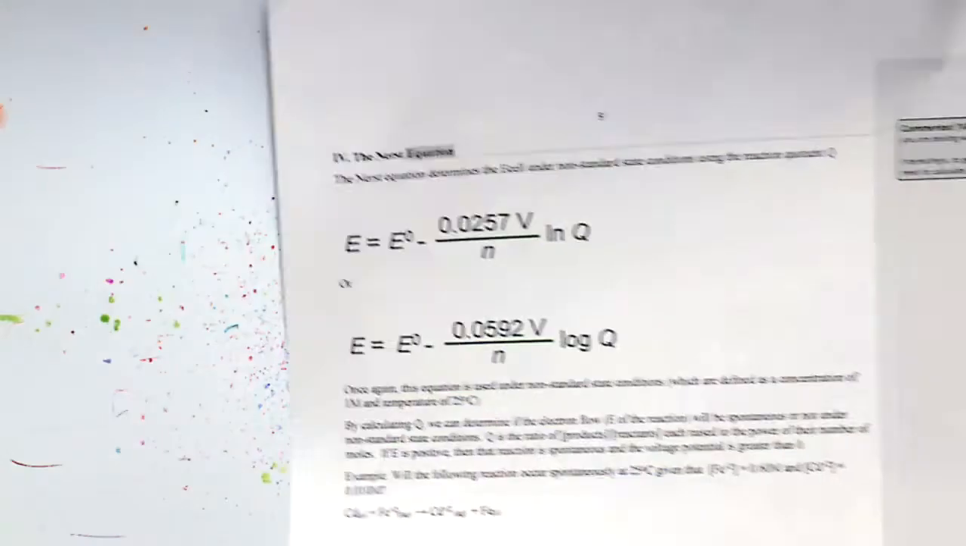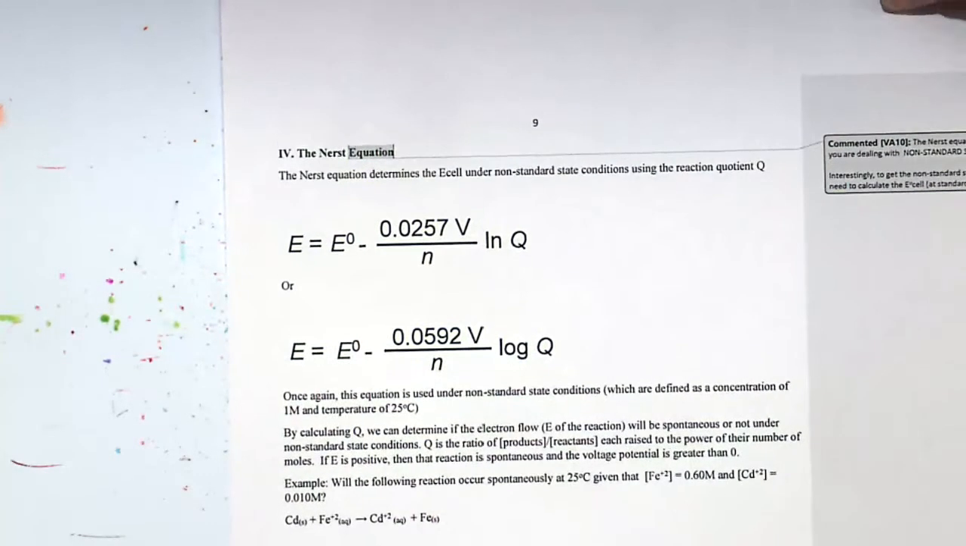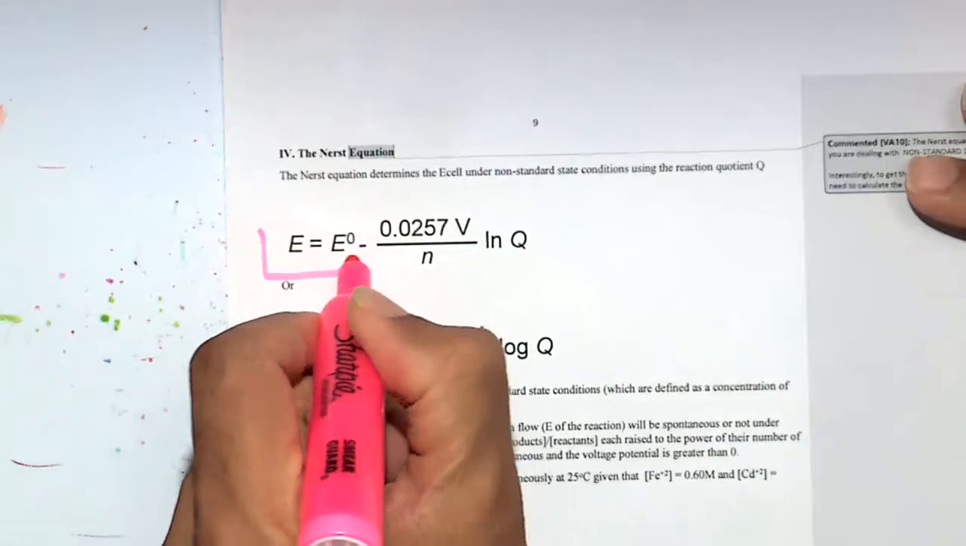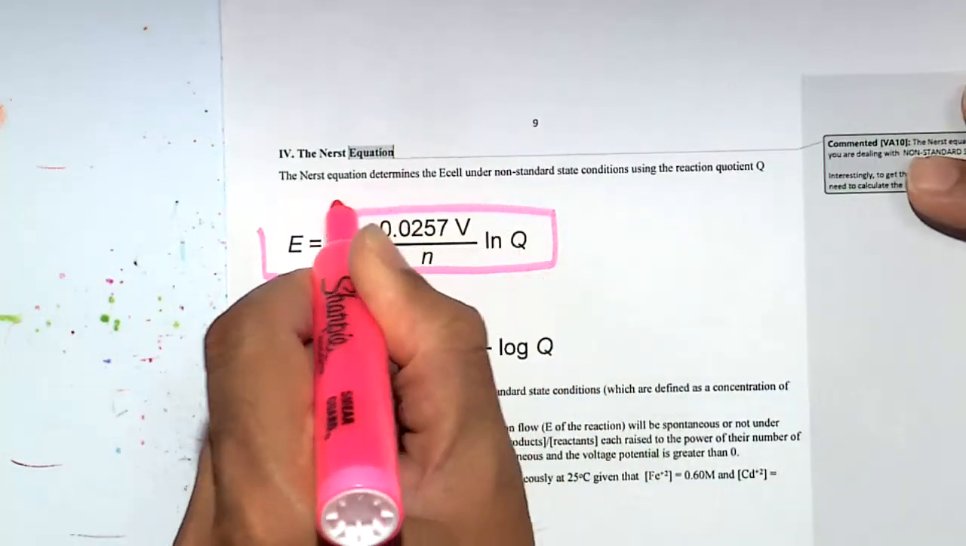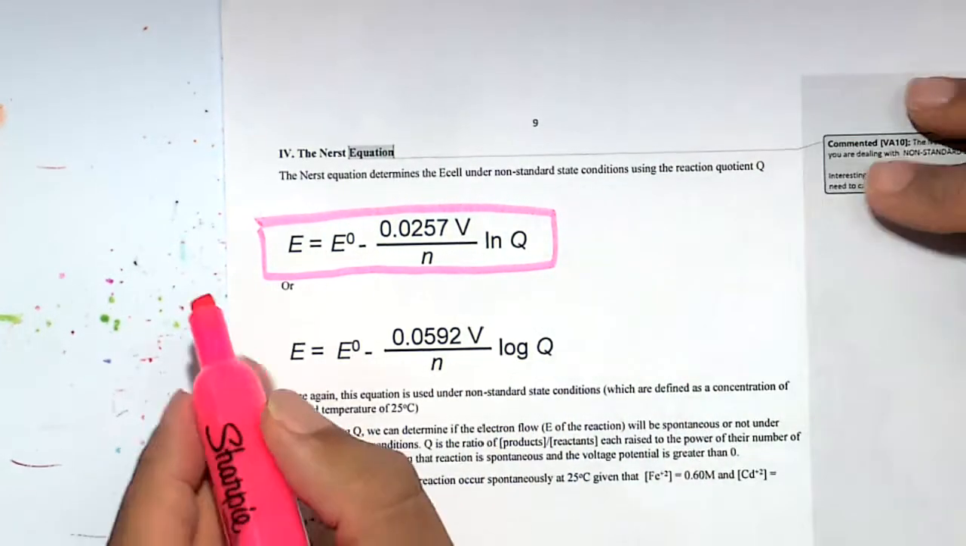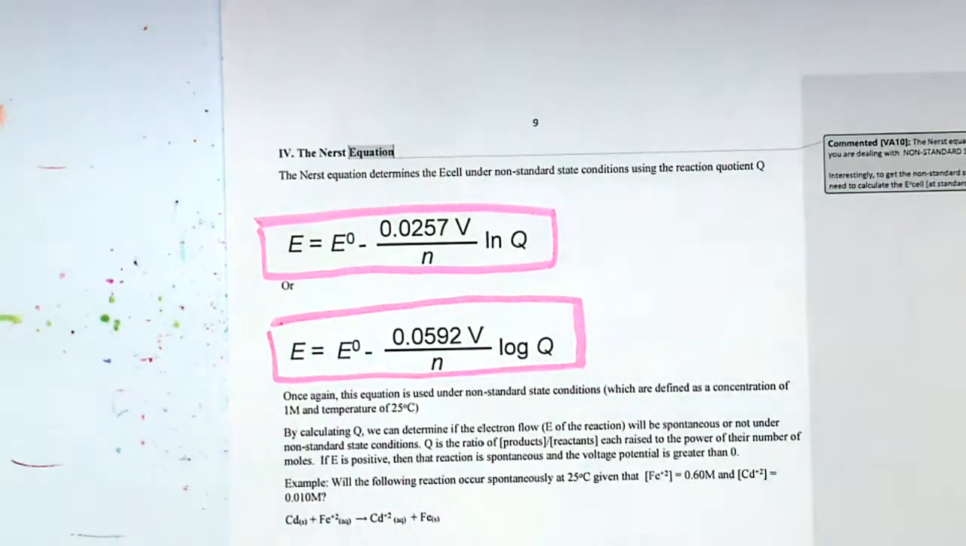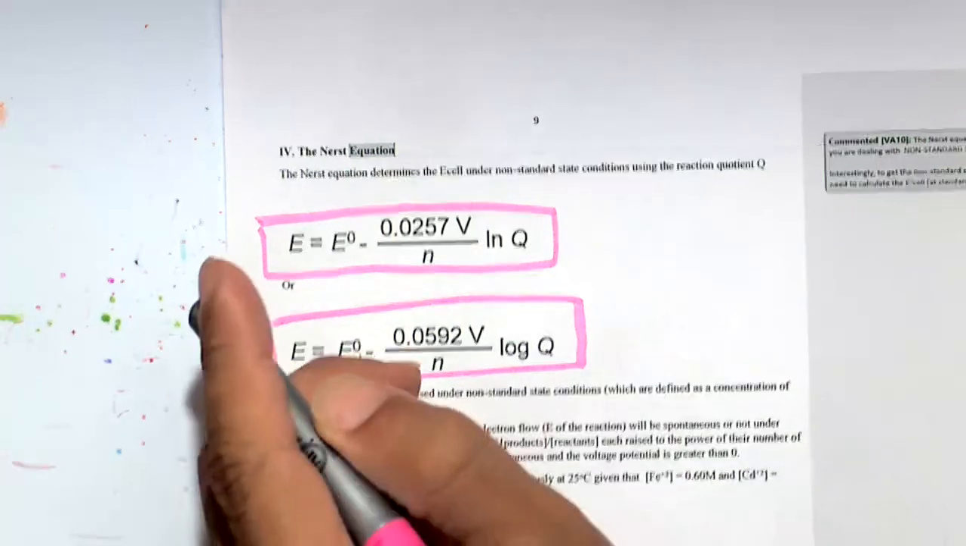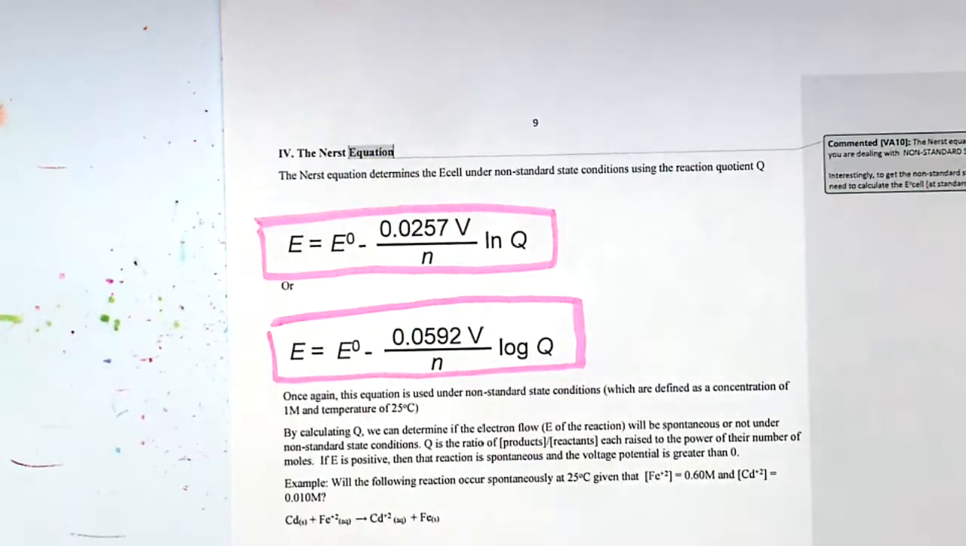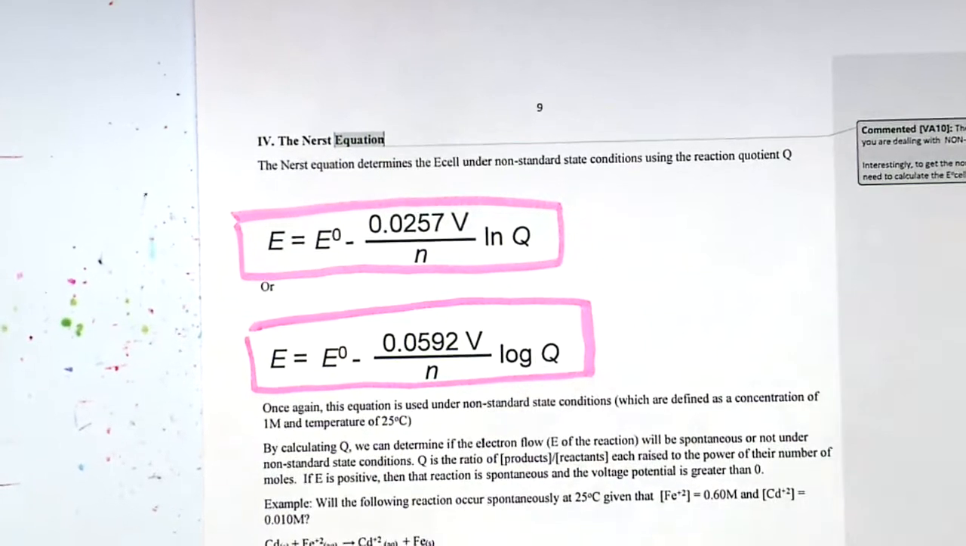I want to introduce you guys to a new equation here. This is called the Nernst Equation. There's two forms: a natural log form, or a log form. I'll give you one or the other for the exam, so these will be given. So what exactly is this Nernst equation?